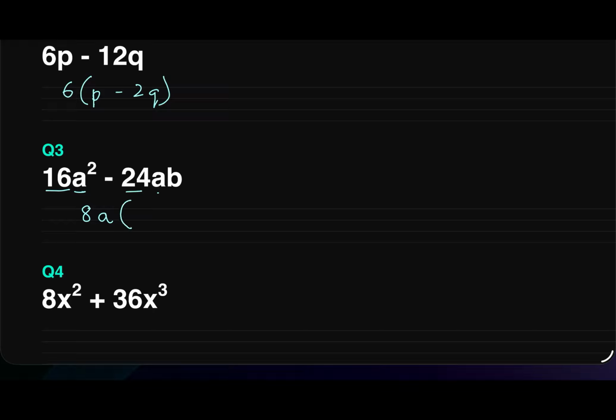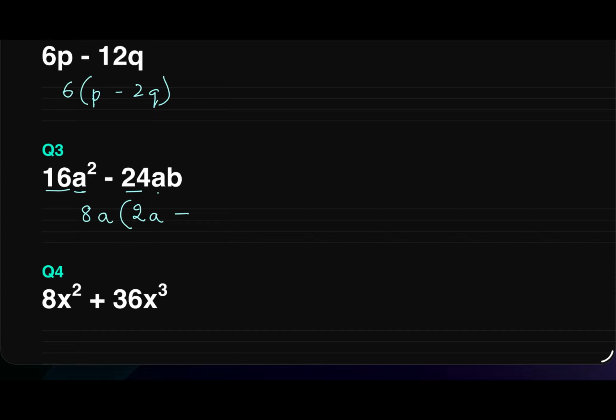Open your bracket. Now what do we have to see? 8A into what will give us 16A square? 8 2s are 16. We already have one A here and there are two A's over here. So how much do we need to put here? One more A. That's it.